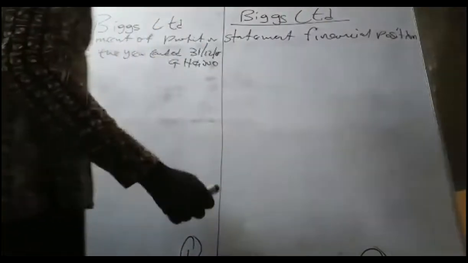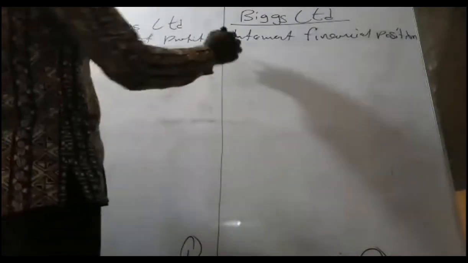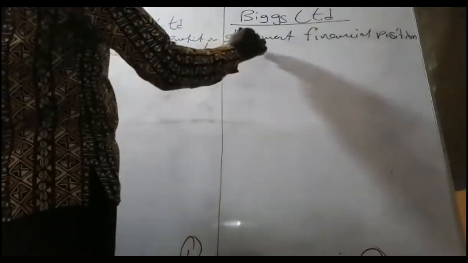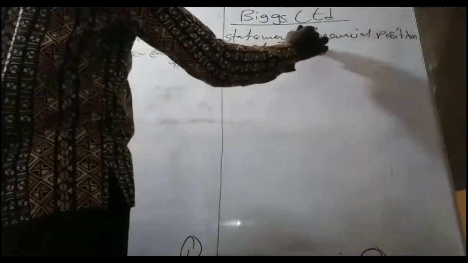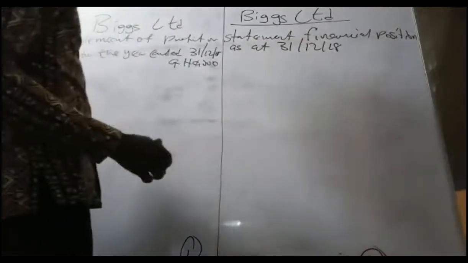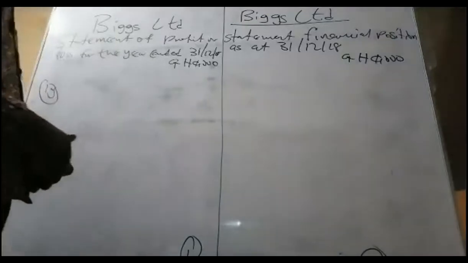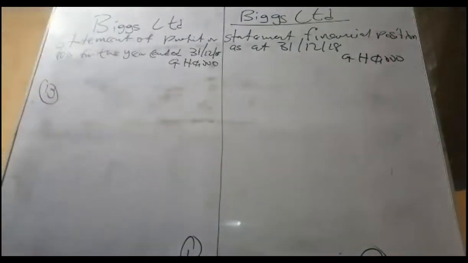Then what do you do? Statement of financial position. It's all the question. You are attempting it. Statement of financial position as at 31st December 2018. Your currency, Ghanaian cedis, in 3 zeros. You are done. So even if you should end here, the 3 marks, you will score them. So right after the requirement, this is what you are supposed to do.